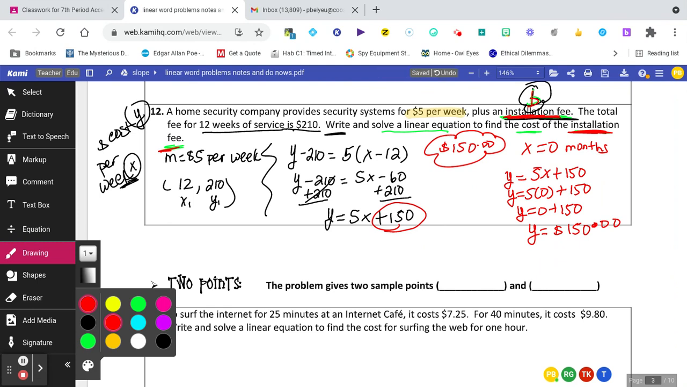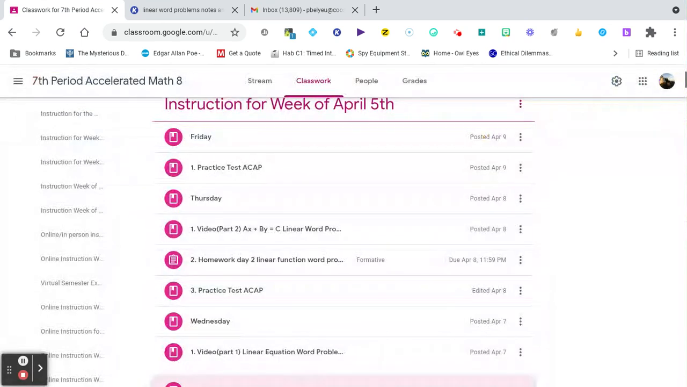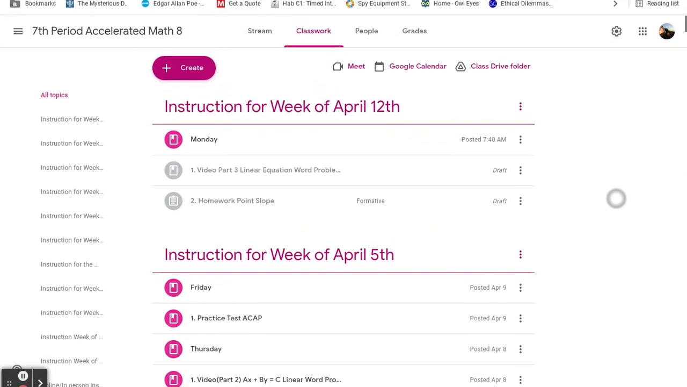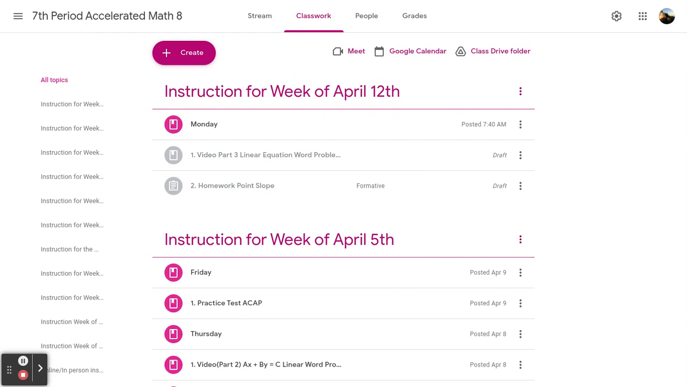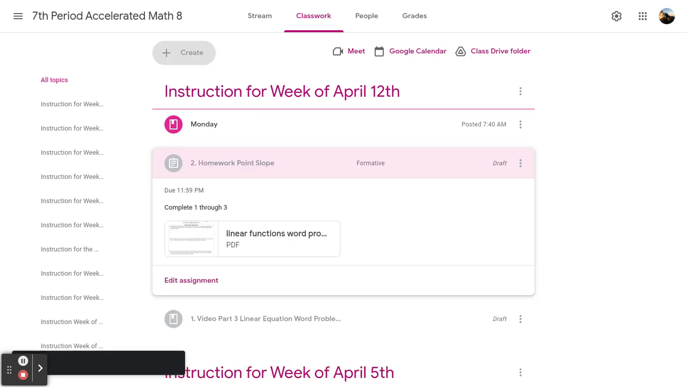All right, now with that being said, what you're going to do for the remainder of the class period is go back over to the classwork tab, and you're going to look under the week of April the 12th, and you're going to see homework, point slope form, but you're only going to complete 1 through 3, guys. Okay, that's it. Just 1 through 3. All right, and that's all I'm asking. Thank you.